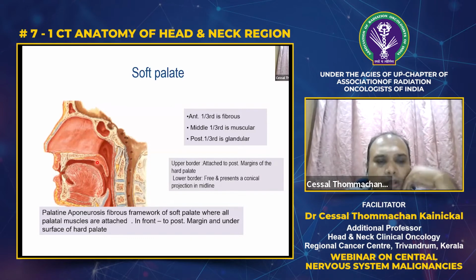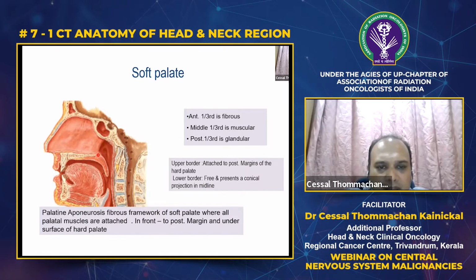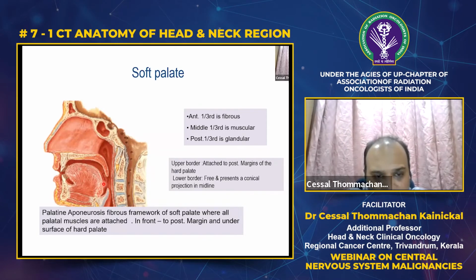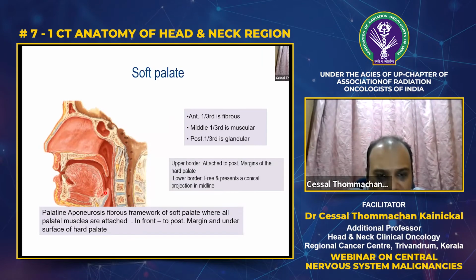Okay. Now we are discussing the superior and inferior limit of the oropharynx. This is the superior limit of the oropharynx. Inferiorly, it is at the level of the pharyngoepiglottic fold. This is the base of tongue, and you have the vallecula here. This is the lingual surface of the epiglottis.